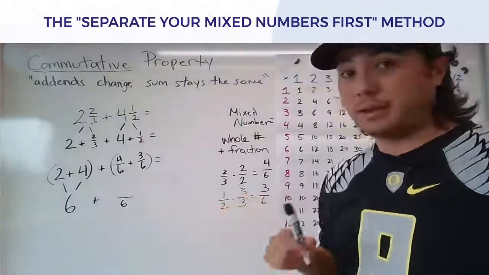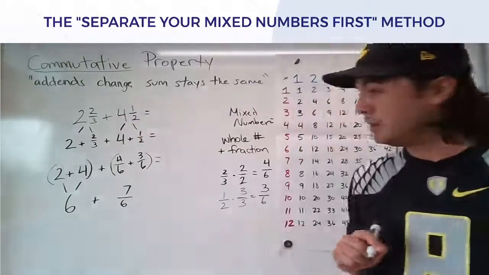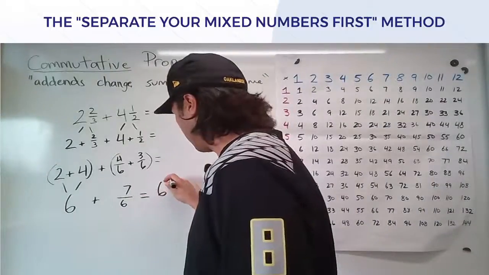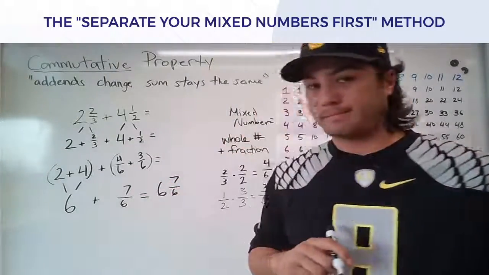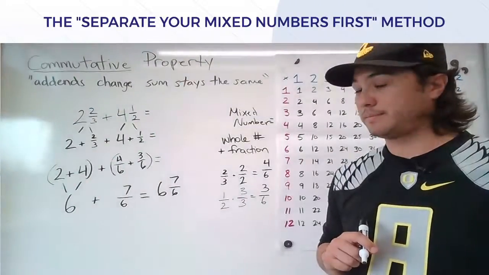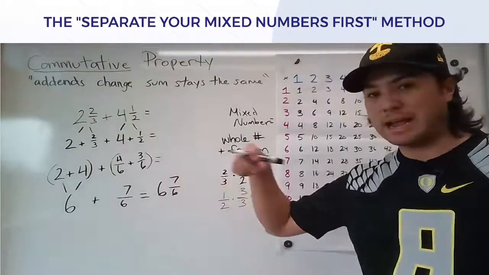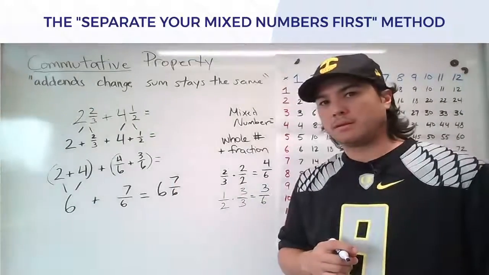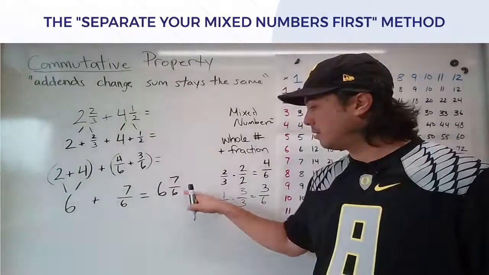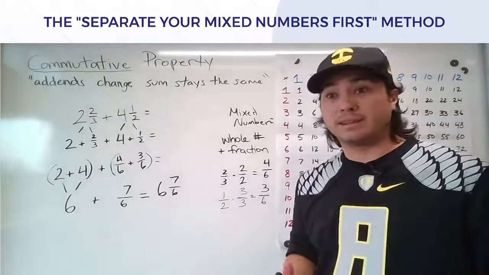Keep your denominator the same, add your numerators. 4 plus 3 is 7. So we end up with 6 and 7 sixths. Is anybody noticing the one more step we have to do here? Take a look at our fraction. Remember, if the numerator is a greater value than the denominator, that means we've got more pieces than fit in one.